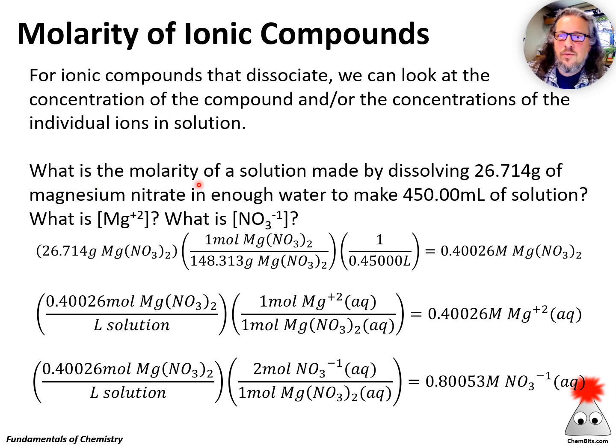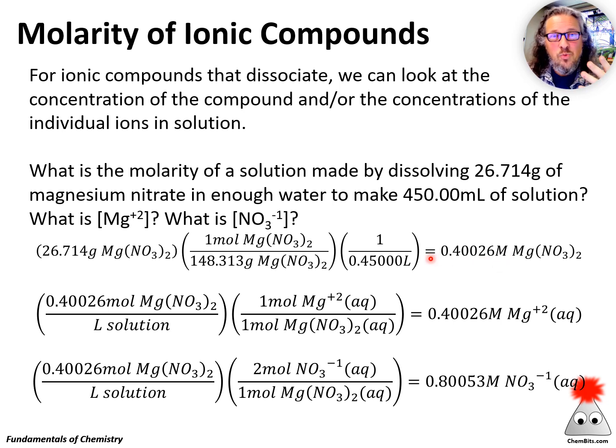So what's the molarity of a solution made by dissolving 26.714 grams of magnesium nitrate in enough water to make 450 milliliters of solution? That looks just like the glucose problem, and we put it together exactly the same way. So 26.714 grams of magnesium nitrate divided by the formula mass of magnesium nitrate, 148.313, which I added up off the periodic table. Divide by 0.45000 liters, and that gets me a molarity of magnesium nitrate of 0.40026 molar. So same as the last problem.